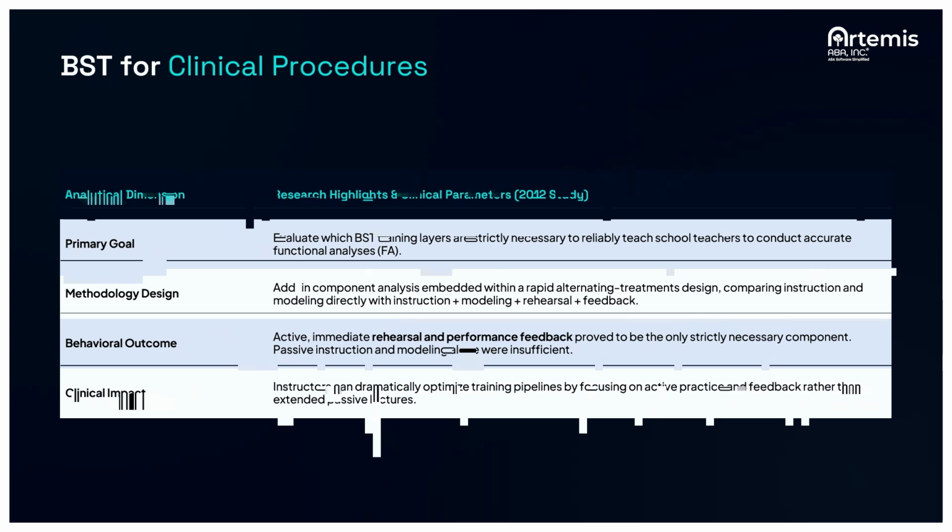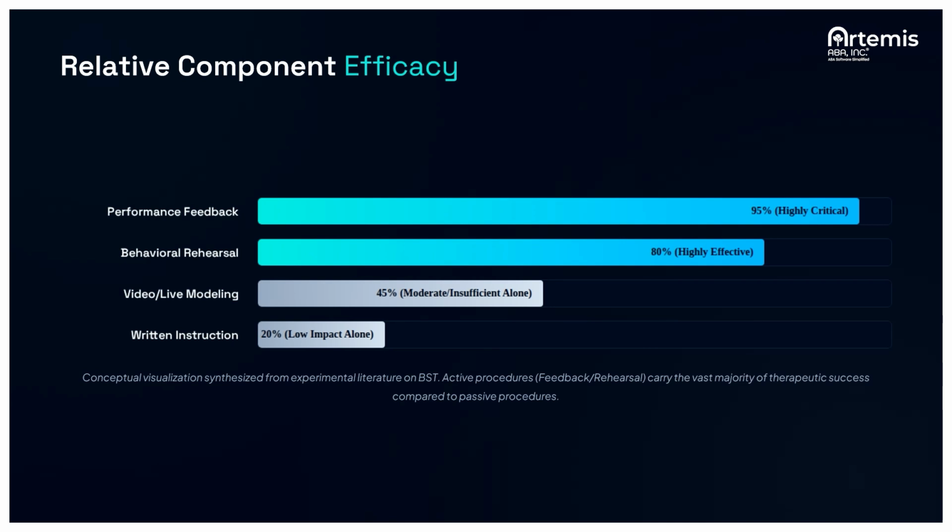This visual representation summarizes the comparative efficacy of training packages. As synthesized from the literature, active training components like immediate performance feedback and rehearsal carry nearly all the weight of behavioral change. Passive procedures like written materials or video modeling provide marginal benefits on their own. Your focus for clinical resources should be on active feedback loops.